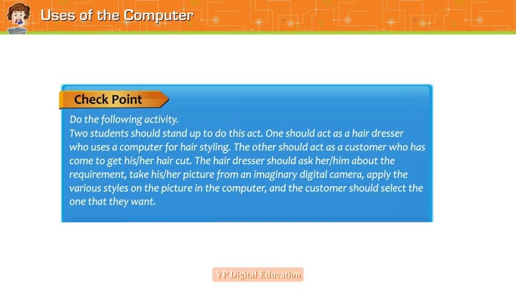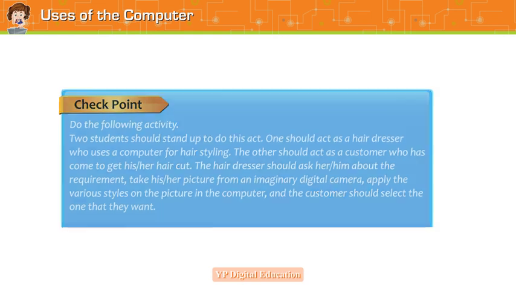Checkpoint. Do the following activity. 2 students should stand up to do this act. One should act as a hairdresser who uses a computer for hairstyling. The other should act as a customer who has come to get his or her haircut. The hairdresser should ask her or him about the requirement. Take his or her picture from an imaginary digital camera. Apply the various styles on the picture in the computer, and the customer should select the one that they want.